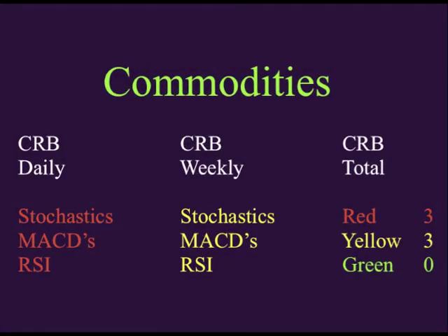And so, summing things up for the commodities, we analyzed the daily charts and the weekly charts. We were split on this one. Down on our daily charts, we found that the stochastics, the MACDs, and the relative strength index were all negative, so we gave them all a red mark.